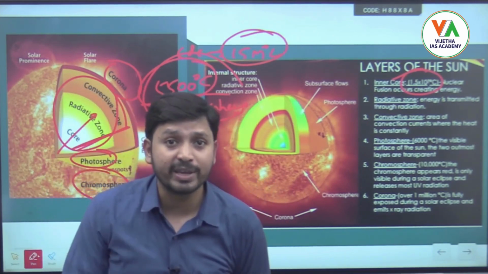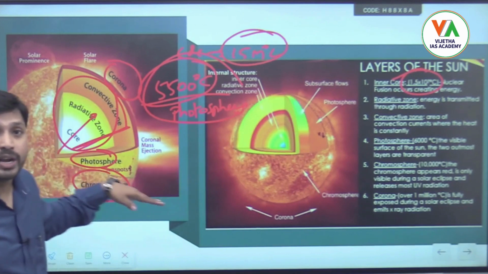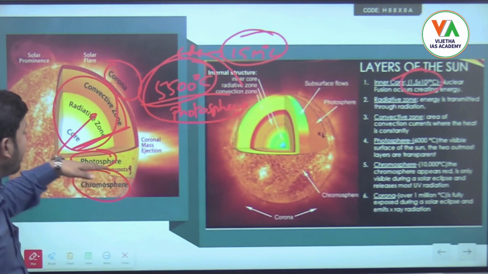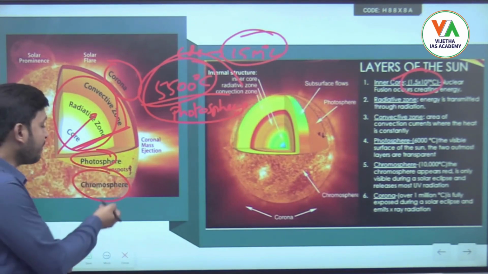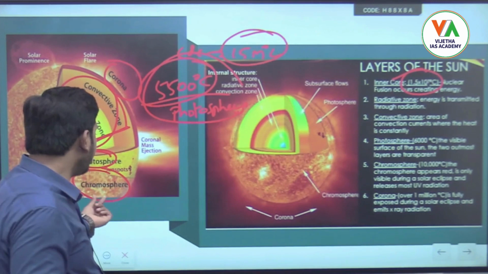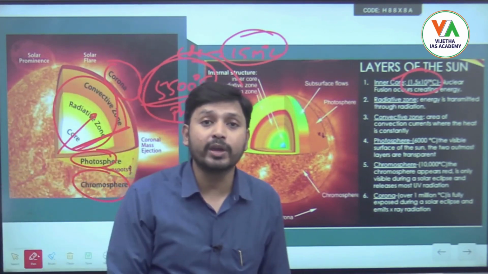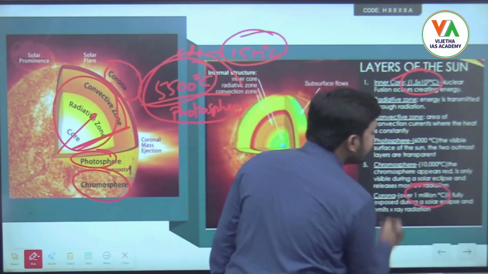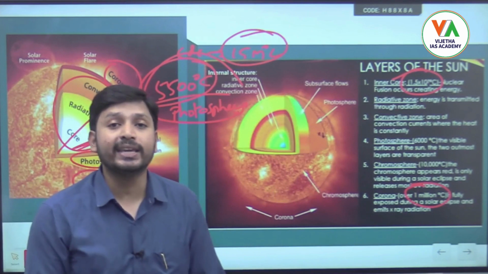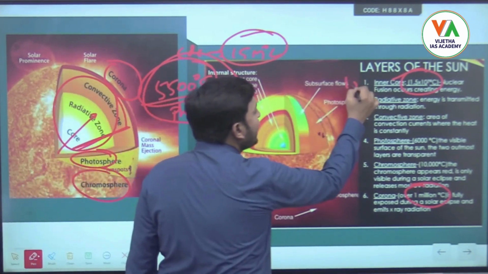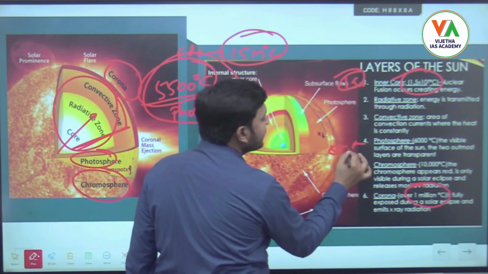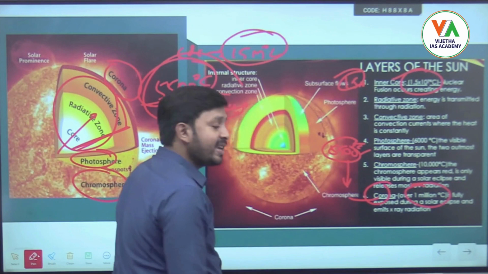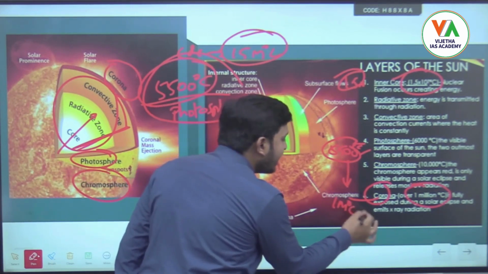Why I am saying coolest is, it is observed that the temperature from the photosphere will start increasing once again. The temperature of the chromosphere is more than the photosphere, and compared to the chromosphere, the temperature of the corona is much more. It is observed that the temperature of the corona is around 1 million degrees centigrade. So the core has around 15 million degrees centigrade, the photosphere has around 5500 degrees centigrade, and in the corona the temperature once again starts increasing, reaching around 1 million.